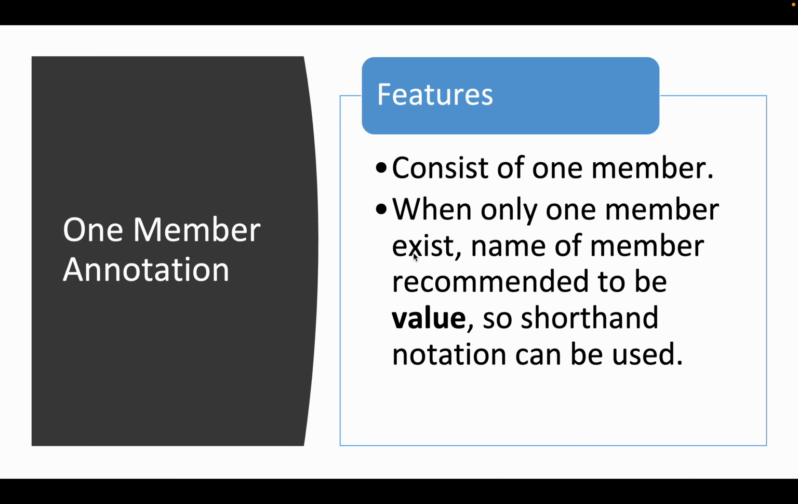Then, one-member annotation. You can create an annotation that consists of one member, that means the declaration of one method. And when only one member exists, the name of the member is recommended to be value, so that you are able to use some shorthand notation when you are setting the values. We will see this when we do the demonstration.